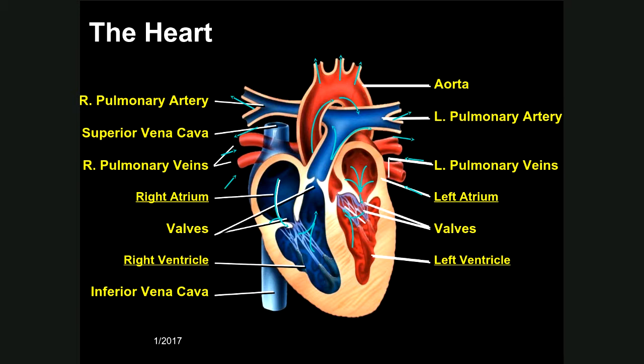We have the right atrium. Remember this picture, if you would turn it around, you would see that what is on the right atrium would be on the right side of your body. If you're thinking of the heart in your body, the right atrium is on the right side. The right atrium, we have valves, and we have the right ventricle. We have the inferior vena cava that is going to pump blood.